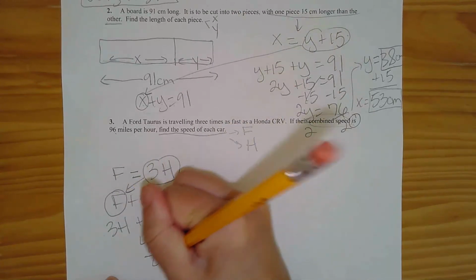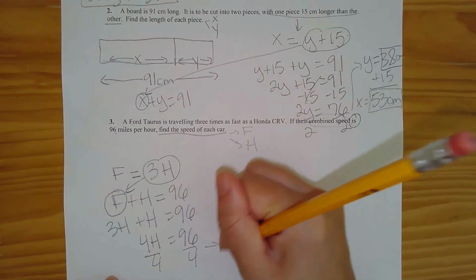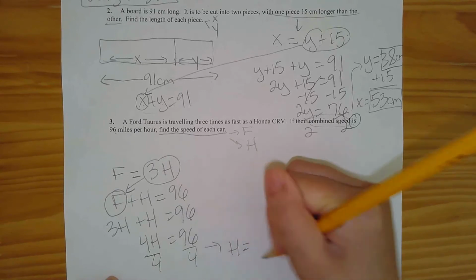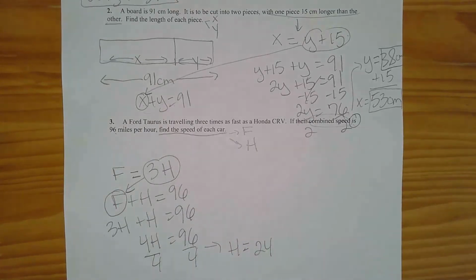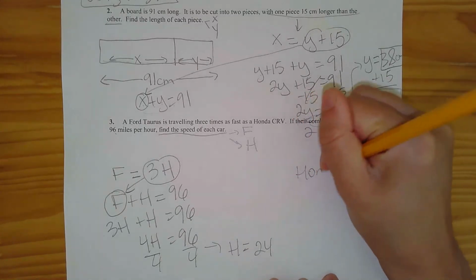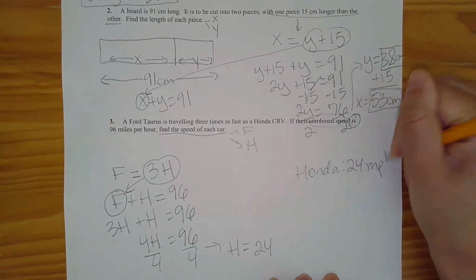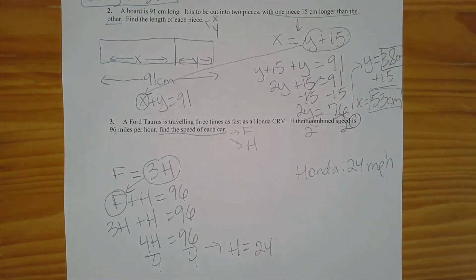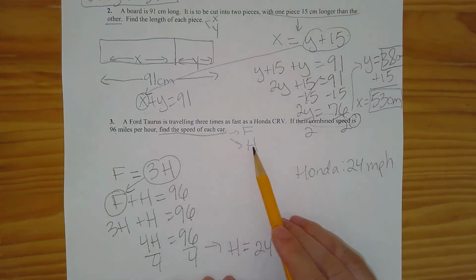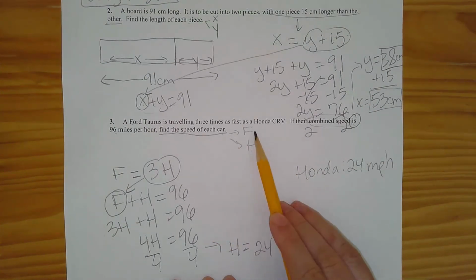And then if we divide by 4 on both sides, we'll get H equals 24. So what does that mean? That means that the Honda is traveling 24 miles per hour. Am I done yet? No, because I wanted to find the speed of each car, and I found the Honda's speed, but not the Ford Taurus's speed yet.